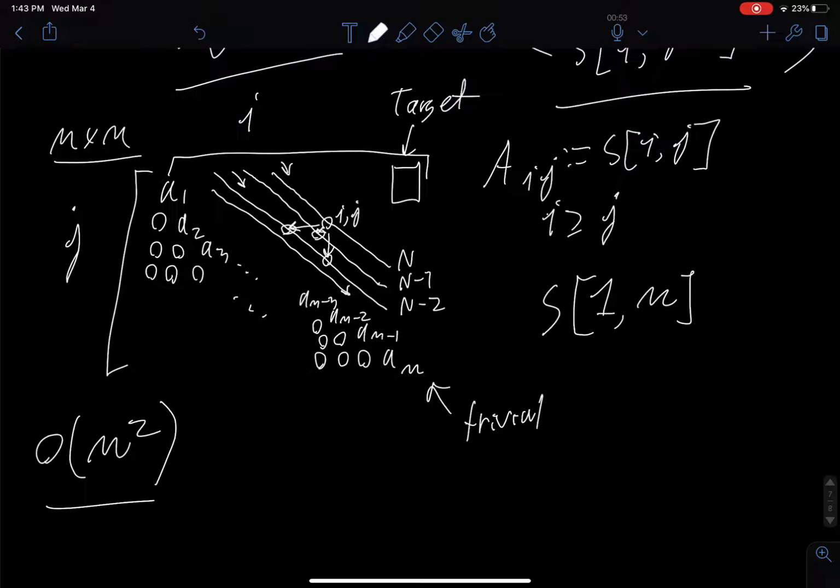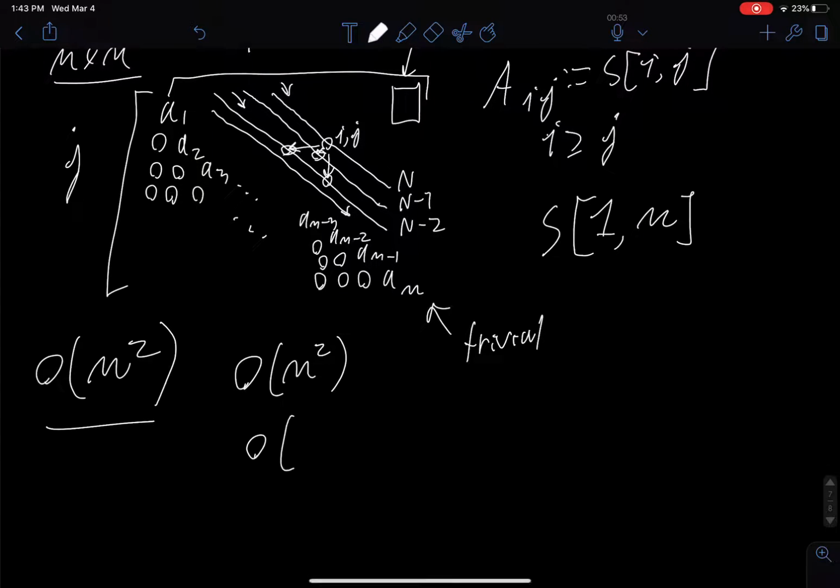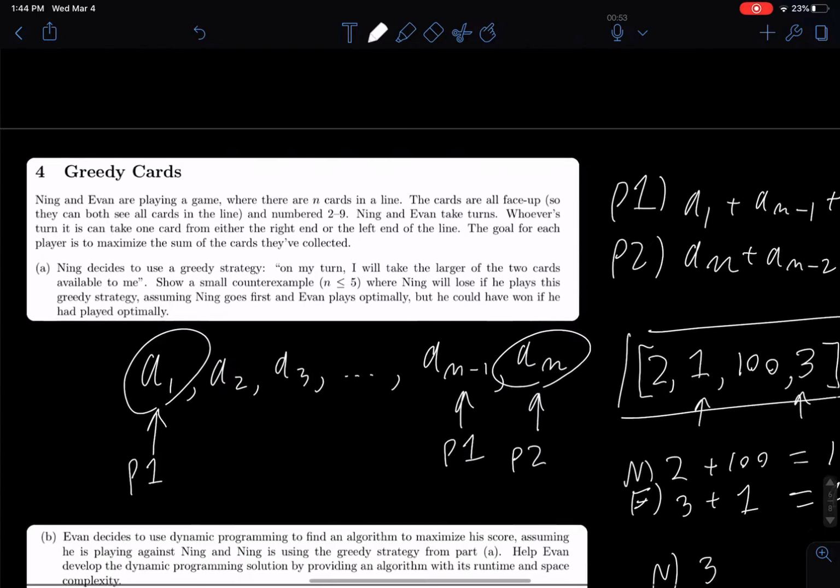Just like before, the naive solution storing this entire matrix in memory would also be O of n squared space. But we only need to remember 2 previous diagonals at a time, so really we can narrow this down to O of n space. And that is going to be our polynomial time linear space algorithm for coming up with the optimal strategy to this card game.